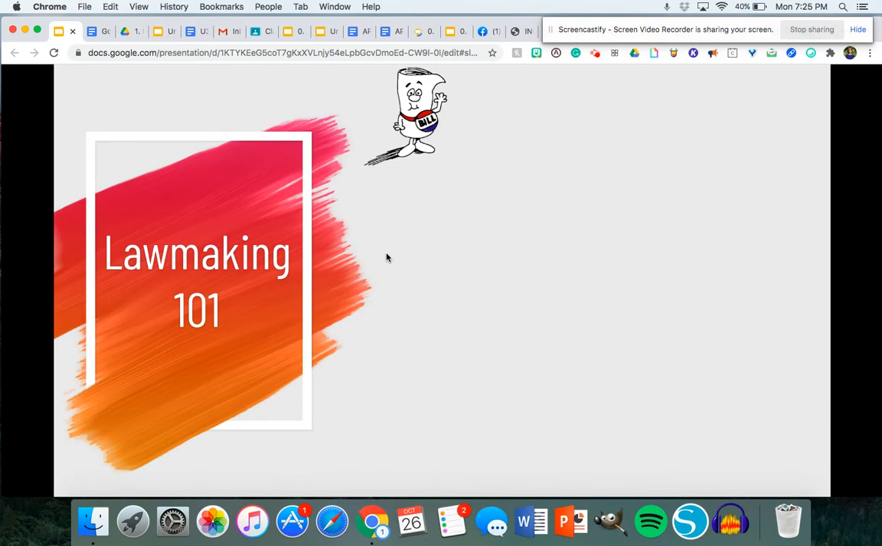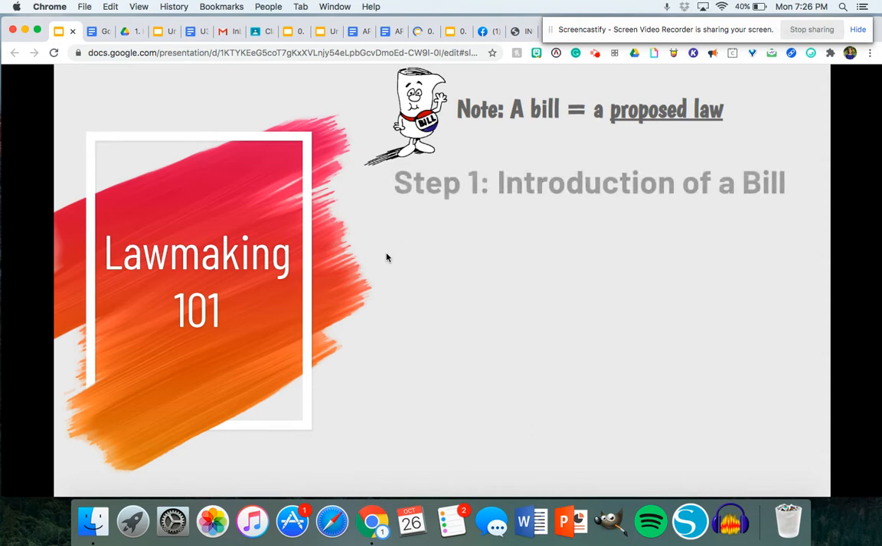So, in this video, I'm going to give us a broad overview of Lawmaking 101. The first thing I want to start out by noting is that this is by no means a simple process, as you will see. This is a web. It's honestly like a maze to get to a law. It's very, very complex. So, the first thing to note is that whenever we're talking about a bill, we're talking about a proposed law. It's not a law yet. That will come later. A bill is really simply an idea.